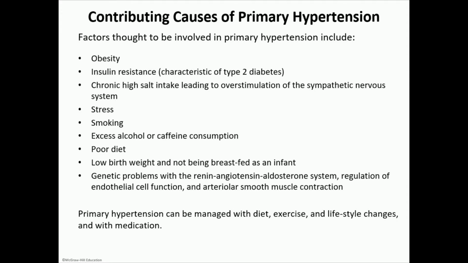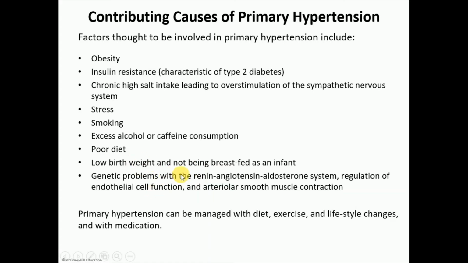So contributing causes of primary hypertension. Okay, so again, these are your primary, which is the most common cause. We've got all of these risk factors: obesity, diabetic patients, the insulin resistance one, so the type 2 diabetes, not the juvenile, but the adult onset, chronic high salt intake, stress, smoking, excess alcohol or caffeine consumption, poor diet, low birth weight, and not being breastfed as an infant. Those long-term were found to be risk factors for developing primary hypertension later on in life.